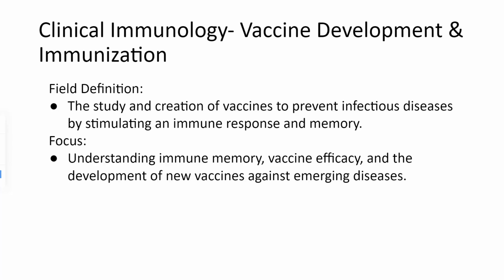When you get this immune response, it's going to develop memory cells. And those memory cells are going to stay in the body, floating around, so that if there's ever the real deal pathogen out in nature that you get exposed to, it's going to mount a very rapid response and clear that pathogen before you ever start to have symptoms. The focus of this field is understanding immune memory, vaccine efficacy, and the development of new vaccines against emerging diseases.